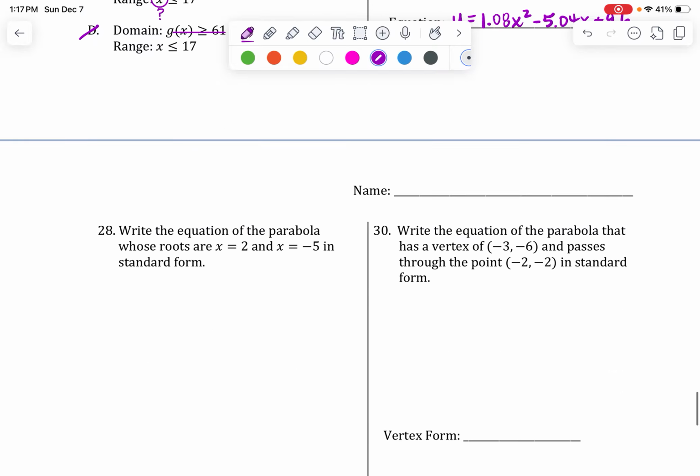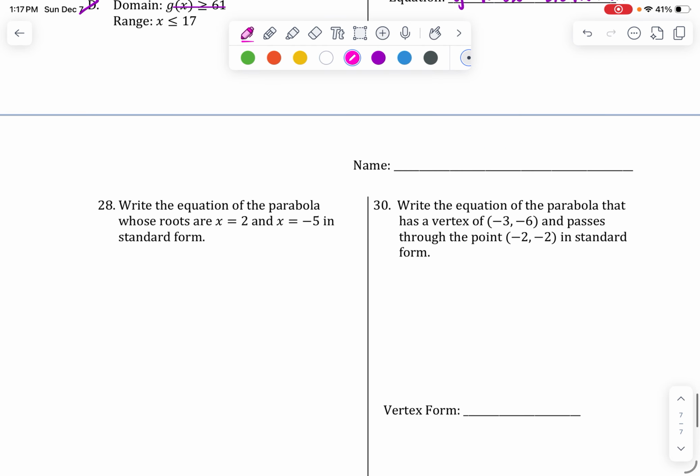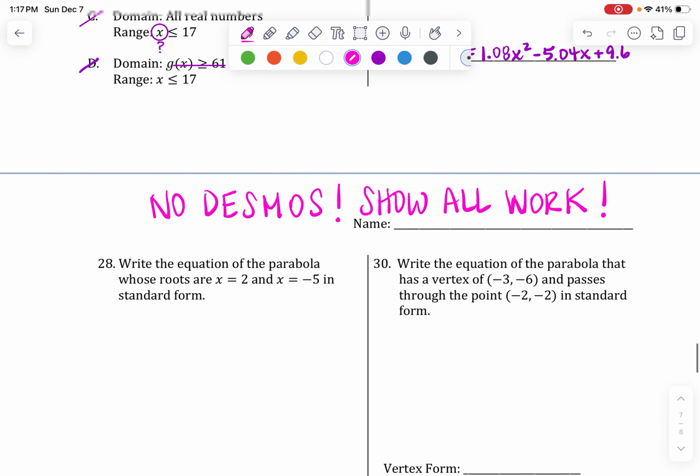All right. Now that our very last page, finally. Now, the heads up I want to give you guys about this last page is no Desmos. You can use Desmos to check your answer, but you must have work. Show all work. If you don't have work and you just use Desmos, then you are not going to get credit, right? So I'm just going to give you the heads up right now in this video that you have to show your work, okay?